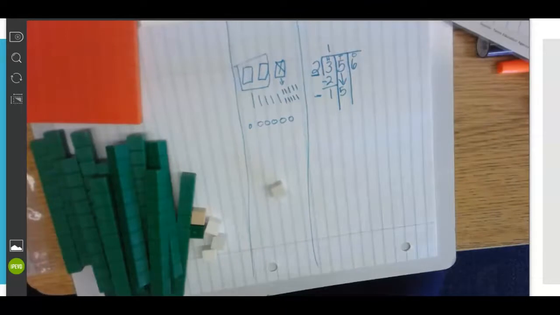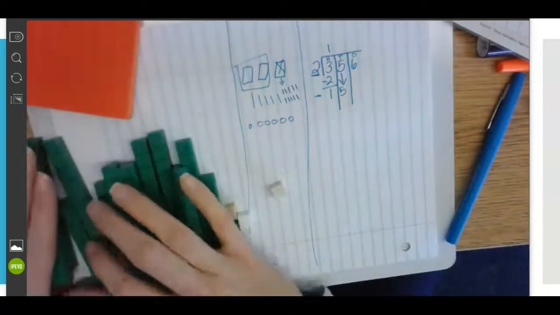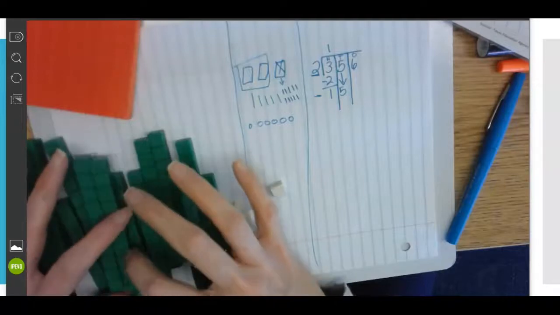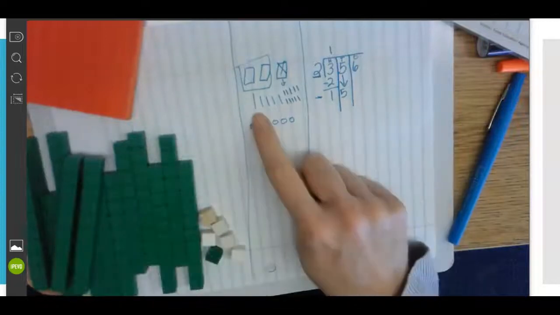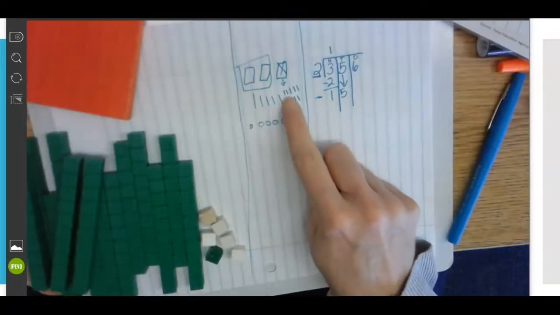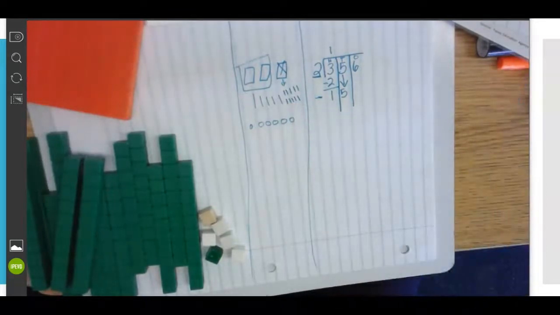If I count all of them in my place value blocks, 1, 2, 3, 4, 5, 6, 7, 8, 9, 10, 11, 12, 13, 14, 15. I have 15. Same thing here. I count 15 again. I have 15. So then I do the same thing.